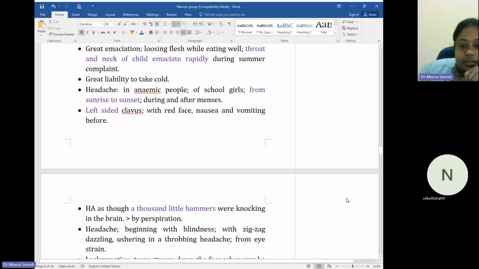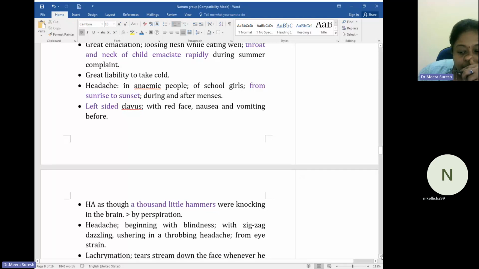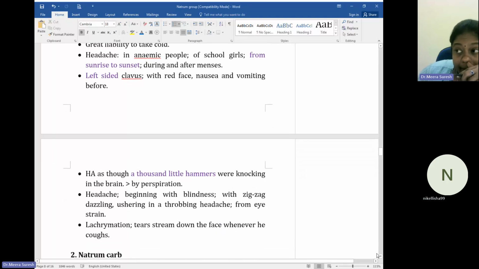And with red face, nausea and vomiting. This nausea and vomiting we usually see along with migraine. Red face, we can go towards congestion also, like Belladonna, and we have seen that these medicines have headache when they are going to the sun. So that congestion can be there, but still it is not as prominent as the congestion we see in Belladonna.